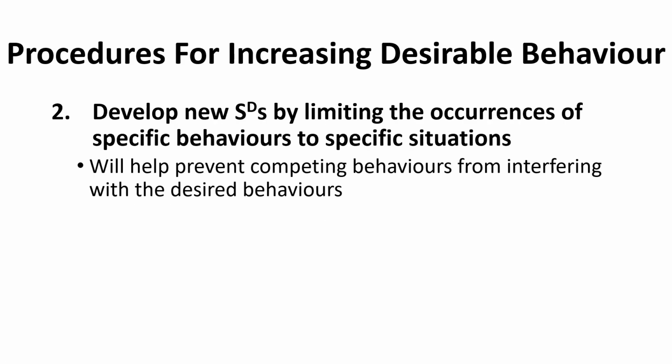Our next method of increasing desirable behavior is to develop new SDs by specifically limiting the occurrence of your desirable behavior to a new specific situation. So you can get the desired behavior to occur in new environments or situations specific to that behavior to try and avoid overlap with other behaviors. And this will help prevent competing behaviors, those undesirable behaviors, from interfering with your desired behaviors.